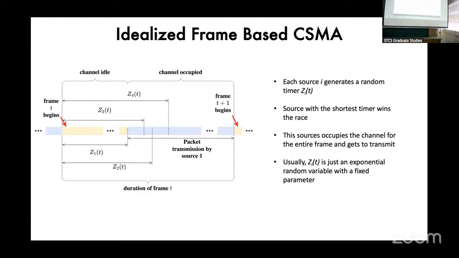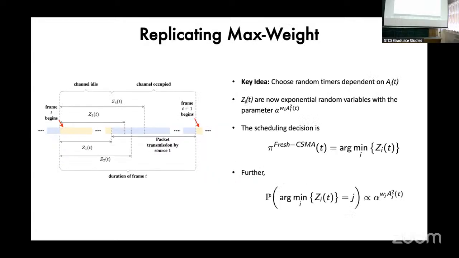And if 2 sources have the exact same timer, then there's a collision. The nice thing is if you assume everything is in continuous time, that will happen with probability 0 and there will be no collisions. Of course, that's not practical, but for analysis, right now we will assume continuous time, and that these timers can be implemented with infinite precision. And so there will be no collisions. That's not true, but we will assume it. And usually these are just exponential random variables with some fixed parameter, right? So this is standard CSMA still, a very simplified model of CSMA.